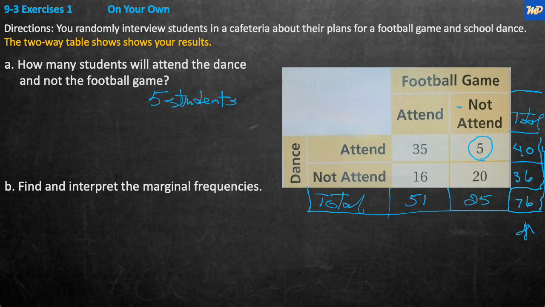If you attended the football game and the dance, it was 35. It's the largest quantity, 35. Well, maybe the dance was after the football game. It was a homecoming football game and a dance following or something like that. So there were people at the football game who also went to the dance. So you can make some interpretations using this data and the marginal frequencies. I'm just going to draw an arrow over here, and I've interpreted them vocally.